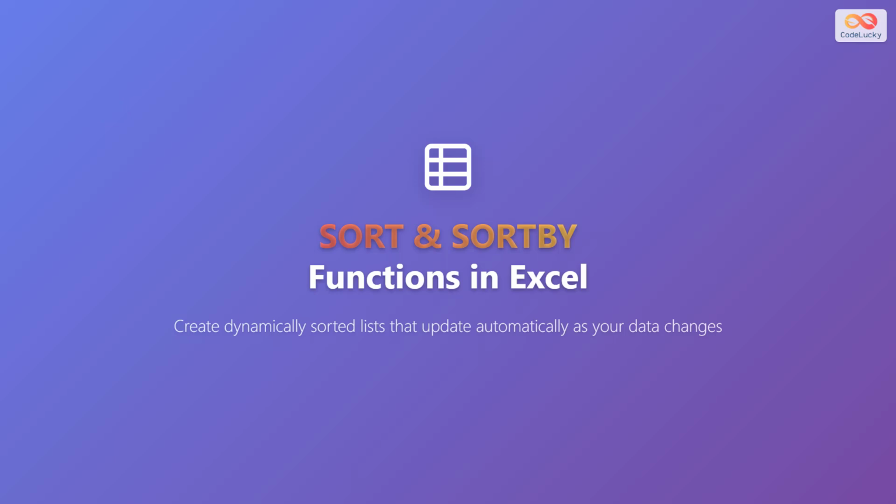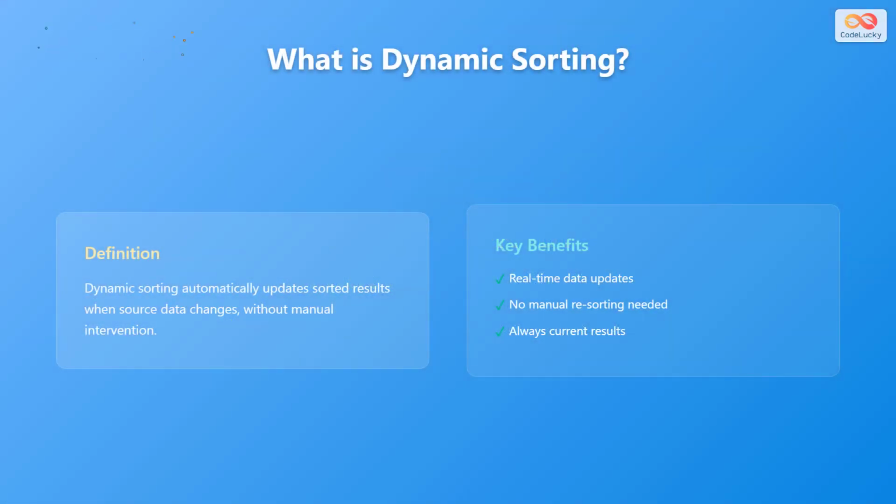In this tutorial, we're going to explore the sort and sort by functions in Excel. These functions allow you to create dynamically sorted lists that update automatically as your data changes, saving you time and effort. Let's define what dynamic sorting is. Dynamic sorting automatically updates sorted results when your source data changes, without you having to manually intervene. The key benefits of dynamic sorting are real-time data updates, no need to manually resort your data, and you always have current results.